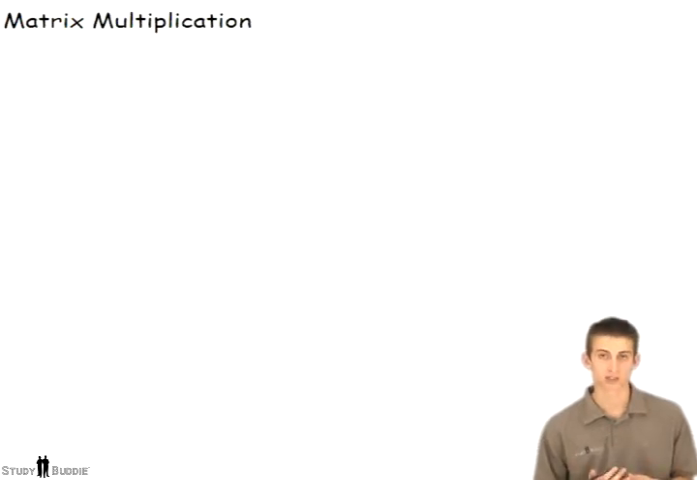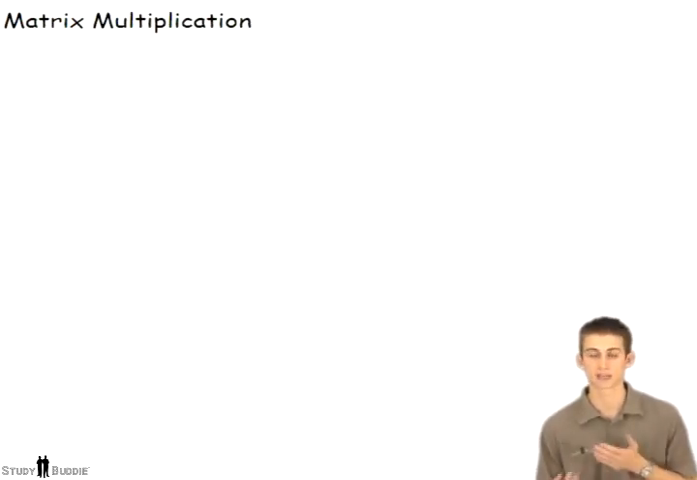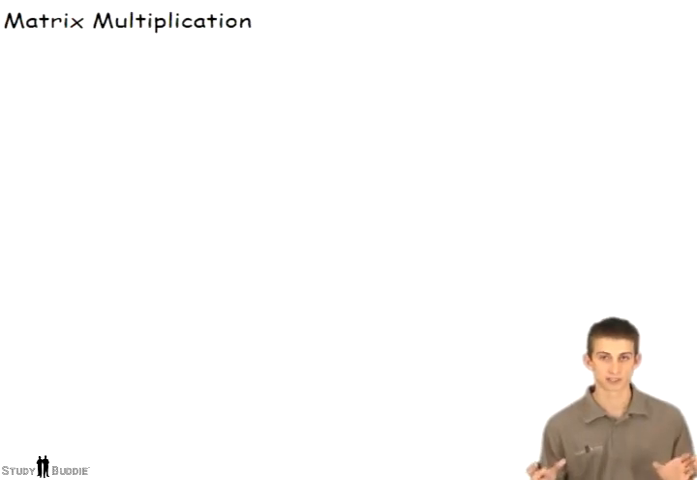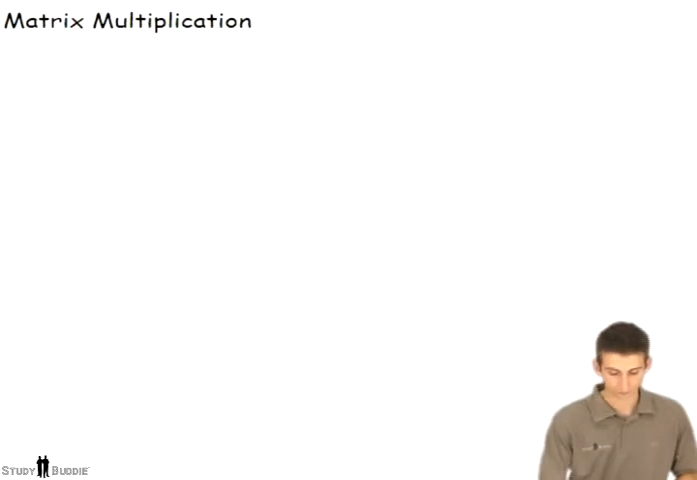But matrix multiplication has a couple conditions we need to satisfy in order to actually be able to multiply two matrices. You can't just multiply any two, just like you can't just add any two. They need to be the same size. For multiplication, there are different conditions.